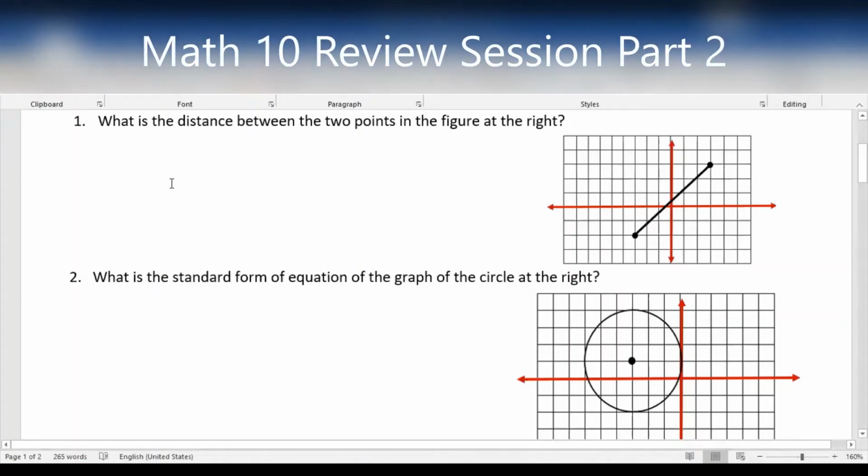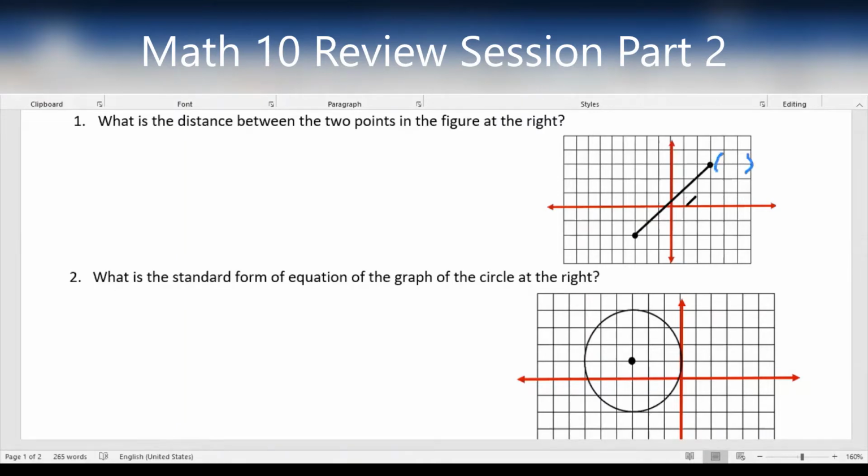Let's see who got the correct answer. So given the 2 points, we can find the distance using the distance formula. Let me solve. But of course, before that, we have to know the coordinates of the points.